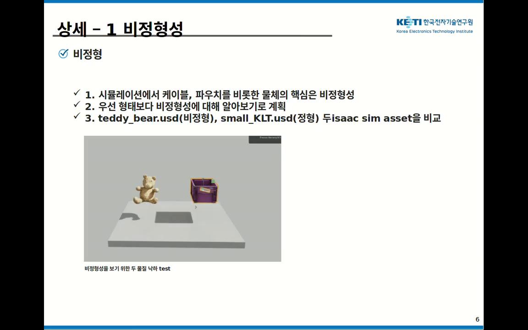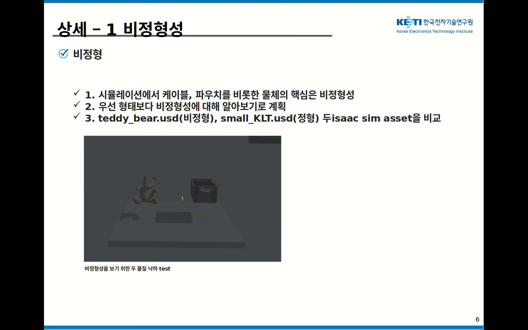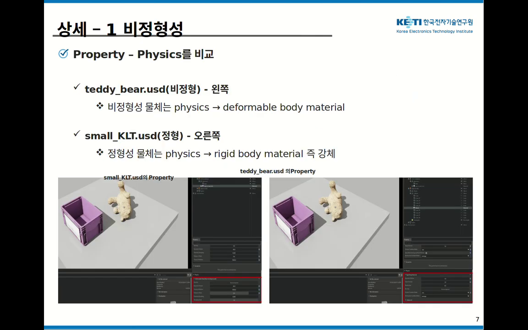Next, I compared the property, that is, the physics. Teddy bear USD is on the left. For an amorphous object, the physics is deformable body material. Small KLT USD is on the right. For a rigid object, the physics is rigid body material. That is, a rigid body. And I looked at what deformable body material is.